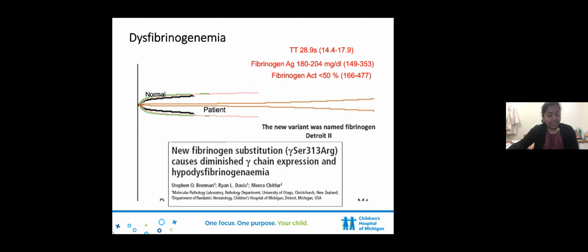Similarly, fibrinogen issues can be assessed using these new assays. This was a patient that we were able to name a new fibrinogen, a mutation based on the studies that we did for this patient to diagnose her with dysfibrinogenemia. Just FYI, the very first dysfibrinogenemia or fibrinogen mutation was actually first detected in Detroit, and so it was named Fibrinogen Detroit. To maintain that continuity, we called ours Fibrinogen Detroit 2.